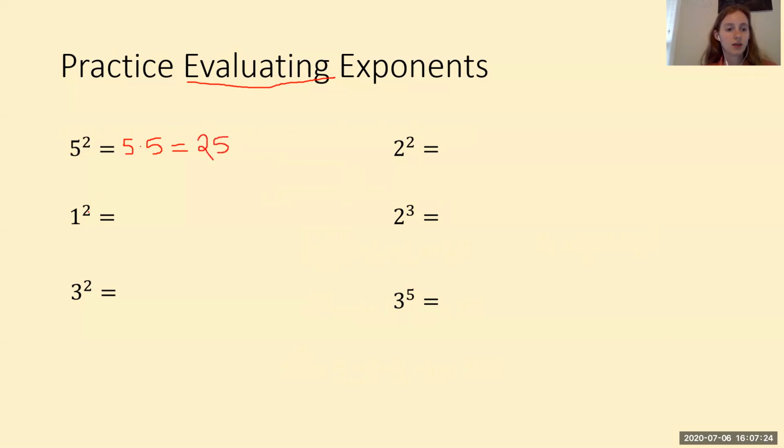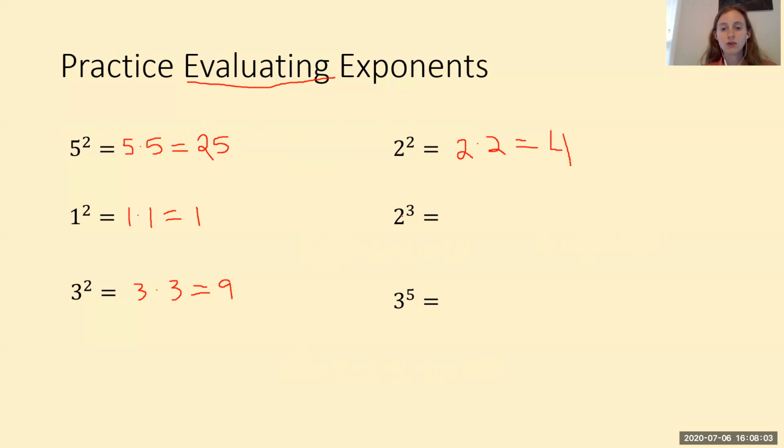All right, and then the second one here, we have 1 squared. That means 1 times 1, which is equal to 1. And then next we have 3 squared, which means 3 times 3, which is equal to 9. Next one we have here at the top of the second column is 2 squared, which is 2 2's multiplied together, 2 times 2, which is 4.